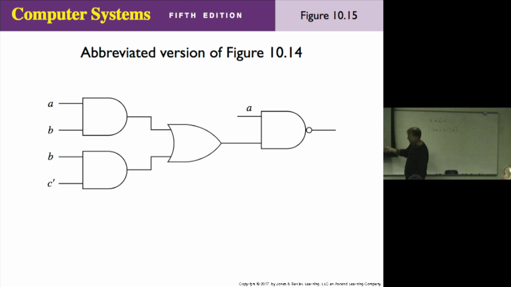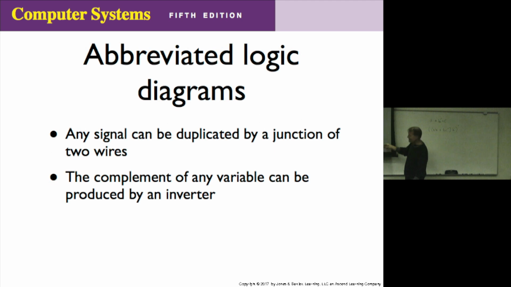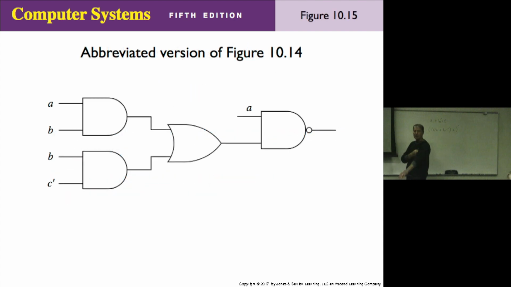And furthermore, if we have this inverter here, we could just make this a NAND. You know what I mean? So any signal can be duplicated by a junction of two wires. The complement can be produced by an inverter. So this is an abbreviation of the same. And this is a common practice in circuit drawings.